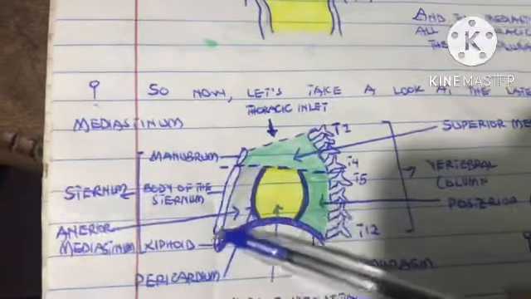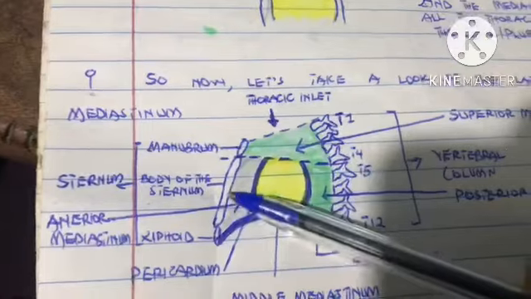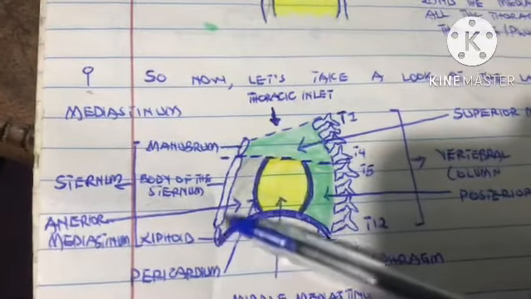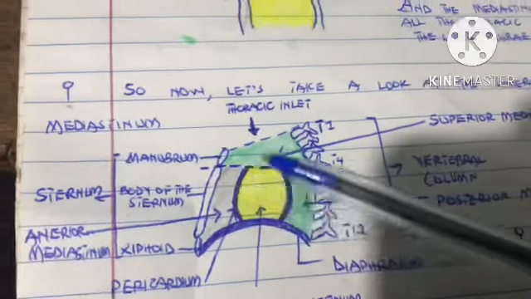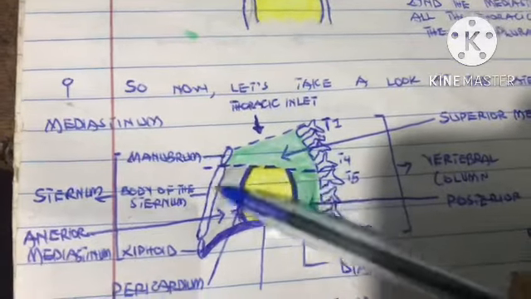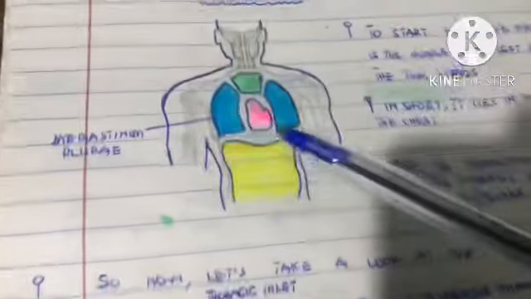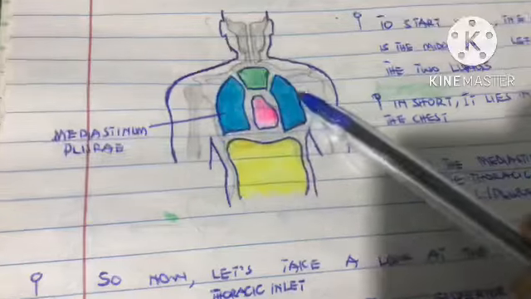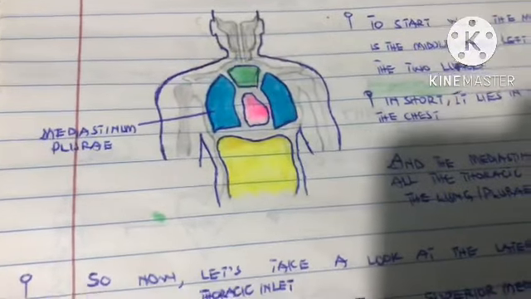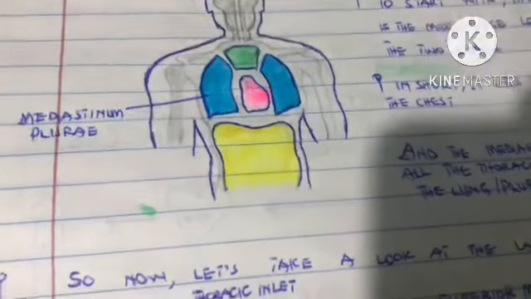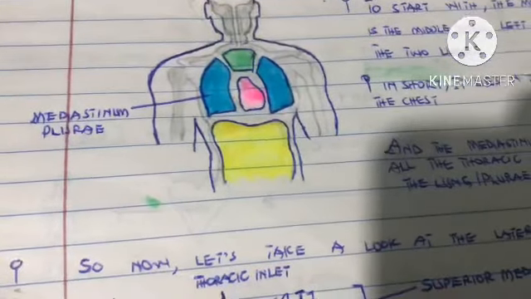The sternum. So this is the sternum. You can see the manubrium, the body of the sternum, and what? The xiphoid. So anteriorly, the mediastinum is bounded by what? The sternum. Laterally, the mediastinum is bounded by what? The mediastinal pleura, or the lungs. The mediastinal pleura is the same as what? The lungs.